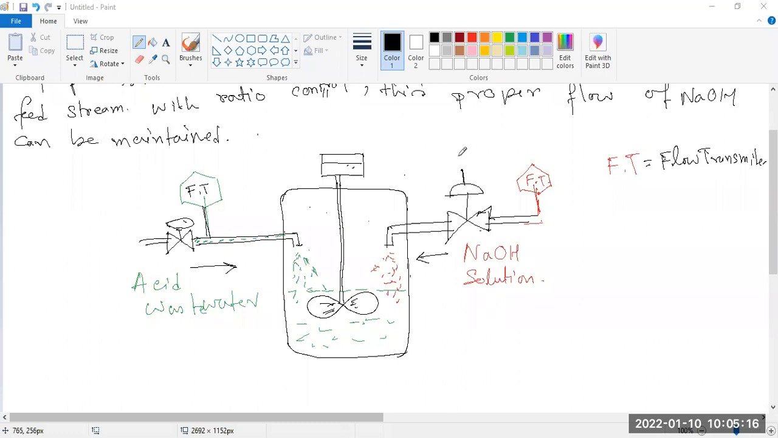So we have to apply some flow control. Here it may be a valve, it may be a flow controller. If you want flow control, then you have to apply a valve. To control this valve, we have to apply some actuator.